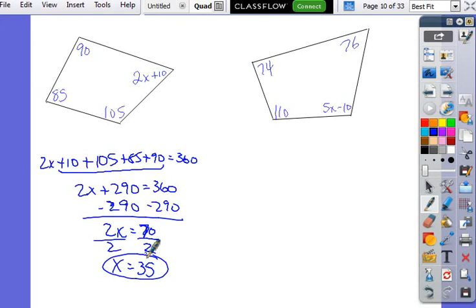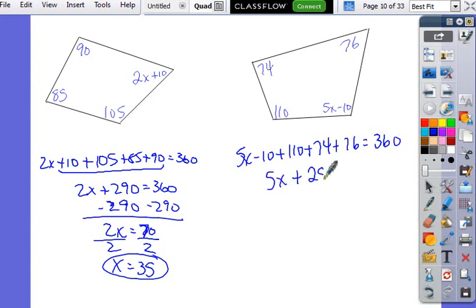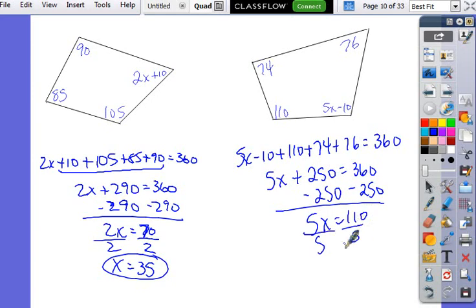All right, give me the equation. 5x minus 10 plus 110 plus 74 plus 76. Then you get 5x plus 250. 5x plus what? 250 equals 360. Minus the 250. 5x equals 110.